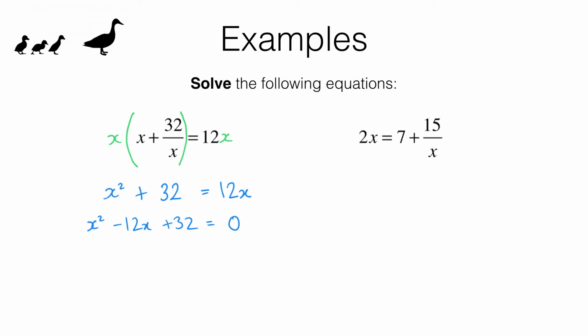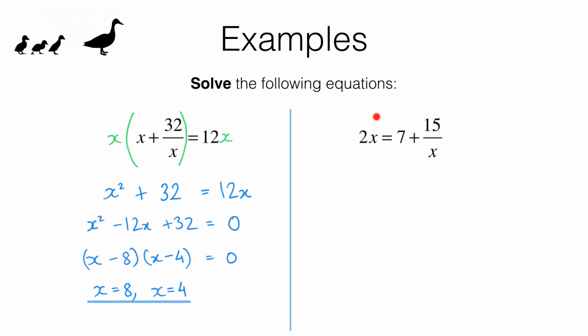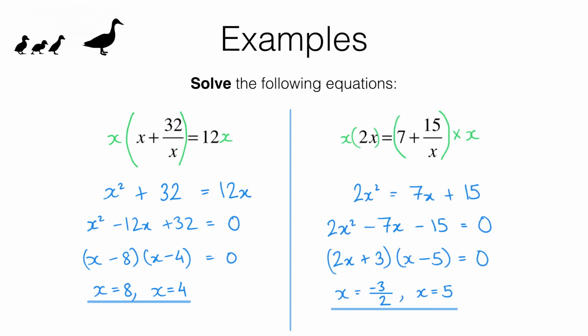And this is something I can factorize. I get x minus 8, x minus 4 equals 0. That means our solutions are x equals 8, x equals 4. Here's the last question. Have a go at that one for yourself. Here are the solutions. We see x equals -3 over 2 and x equals 5.